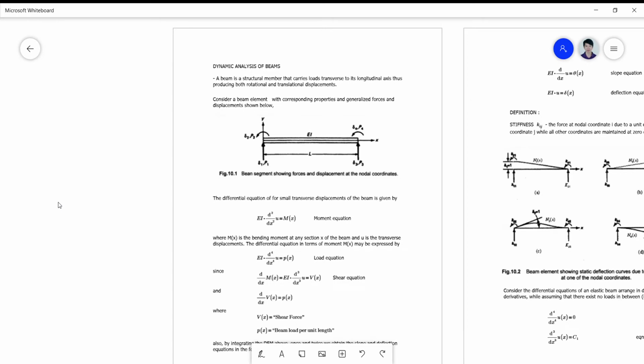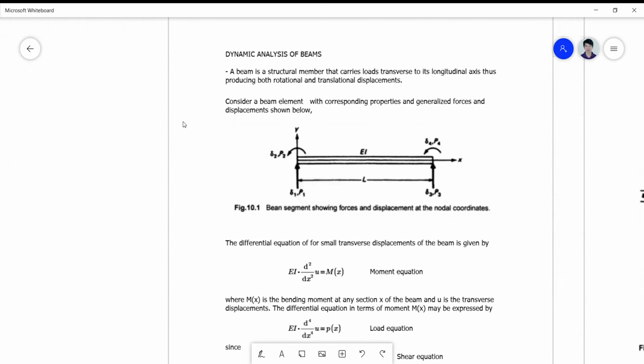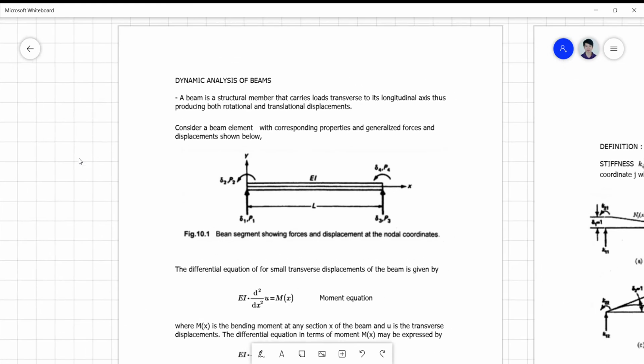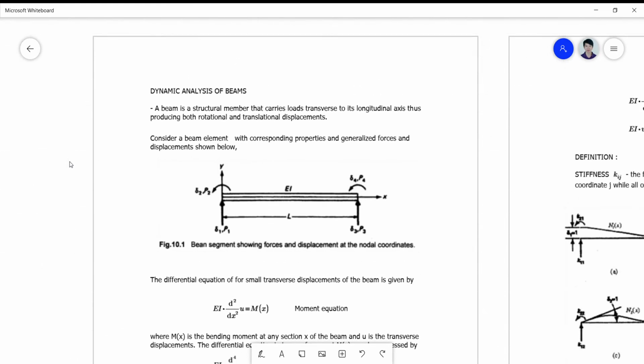Today we'll be discussing dynamic analysis in terms of flexural members, which are commonly known as beams. And here I have a definition of what a beam is, technically, for use in your structural analysis, especially in dynamics.